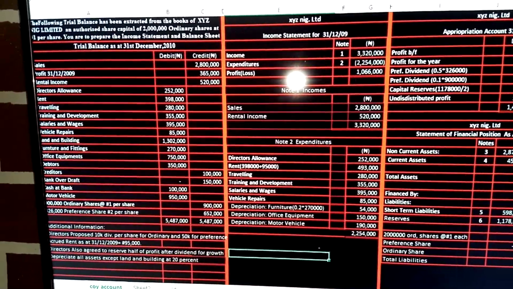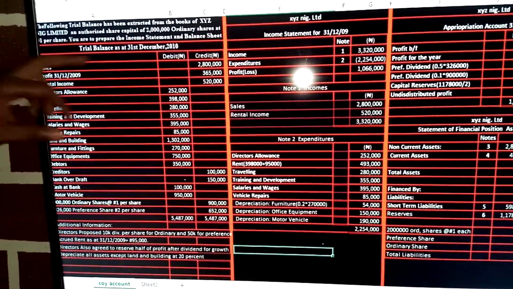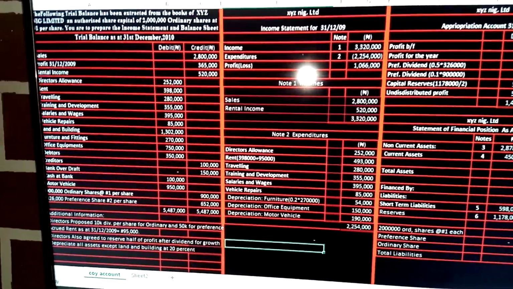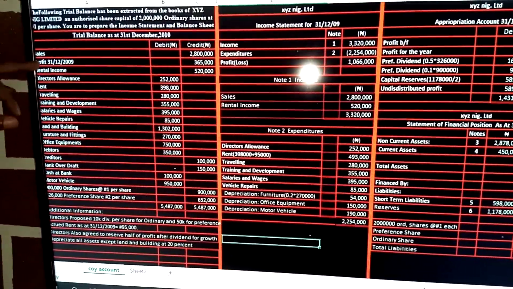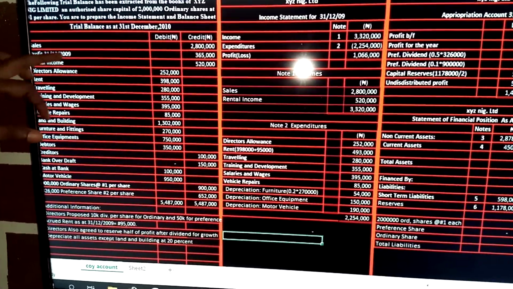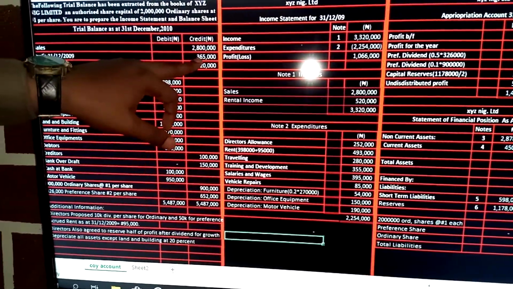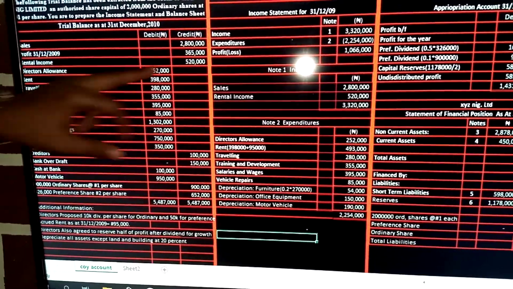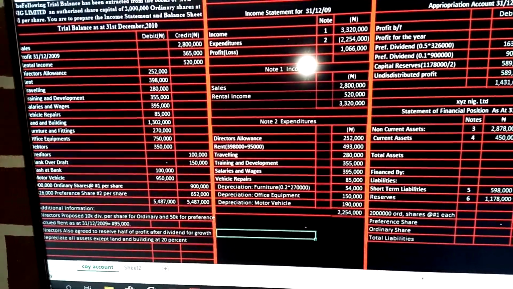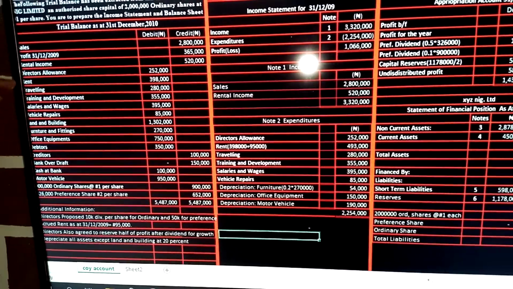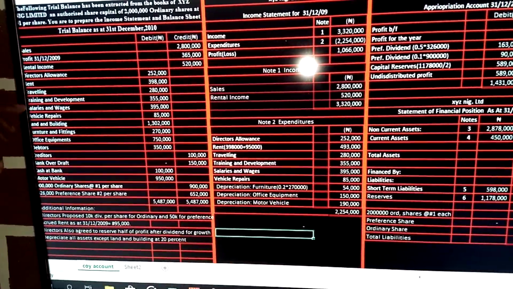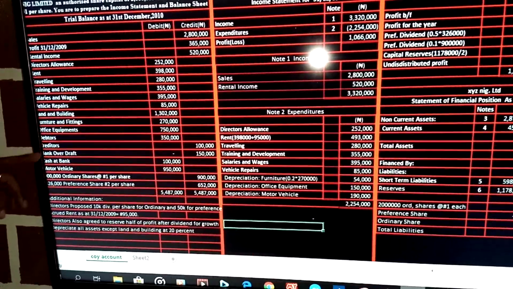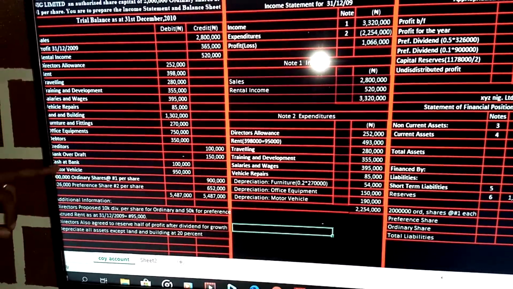Okay, so what do you have? We have sales, 2.8 million. We have profit at 2009, 365,000. We have rental income, 520,000. So we have directors allowance, rent, traveling, training and development, salaries, vehicle, land and building, furniture, office equipment, debtors, creditors, bank overdraft, cash at bank, motor vehicle.